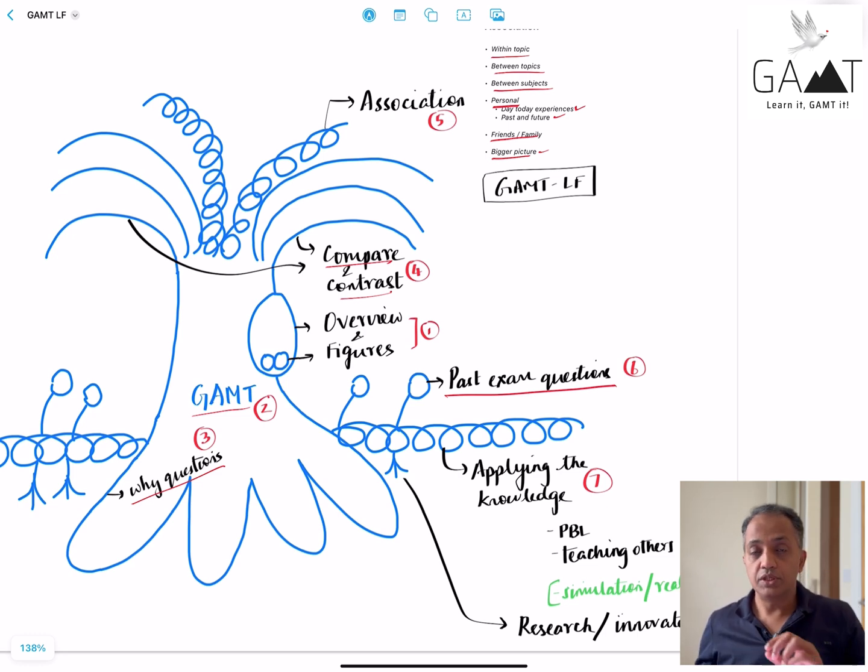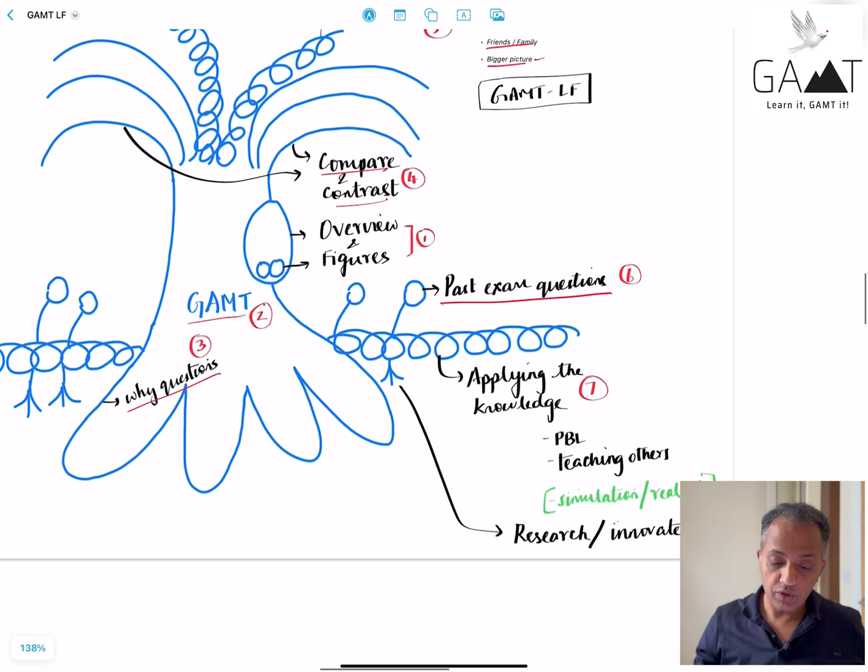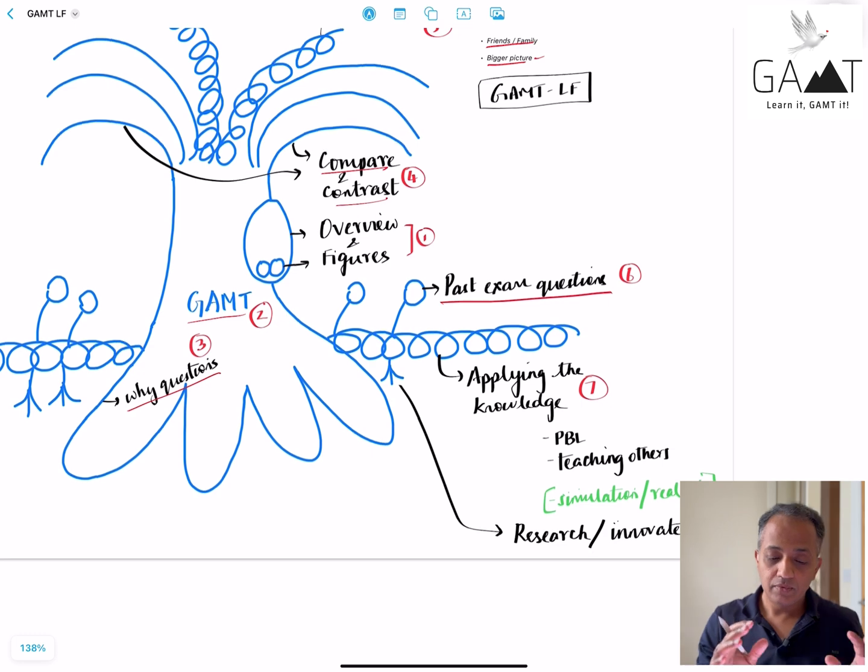So past exam questions is a separate zone on its own. You need to spend time in that zone whenever you're reading a topic. Again, you can use ChatGPT for that. Now, don't worry too much about this. In the next video, I'm going to take a topic, and I'm going to apply this GAMT learning framework to the topic so you exactly understand what I mean and how to do it.